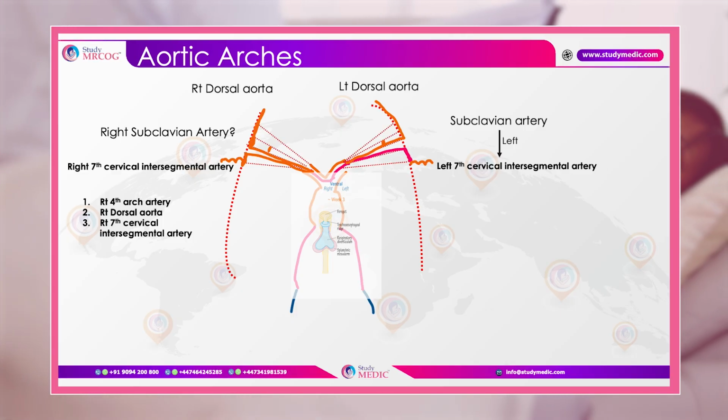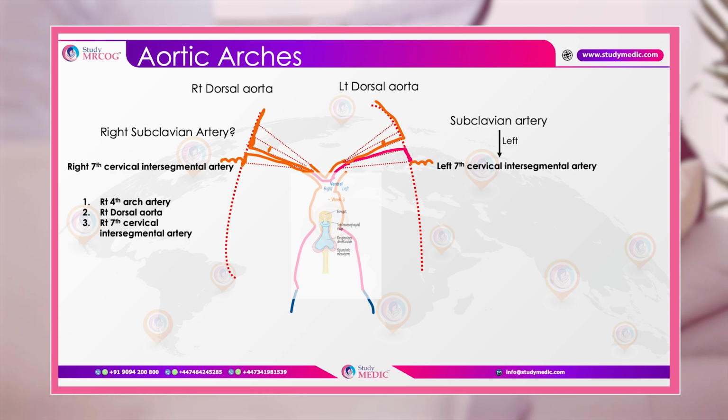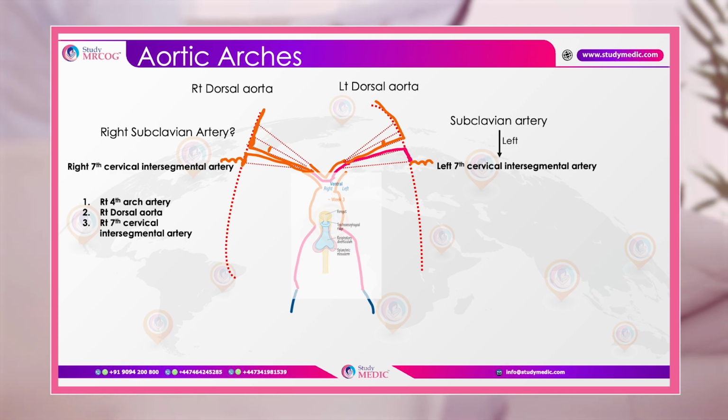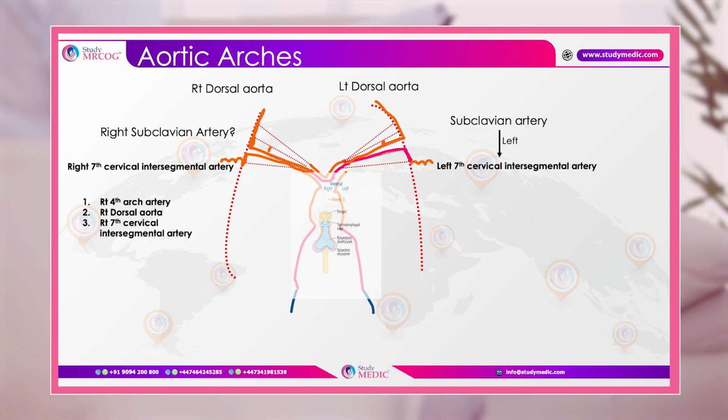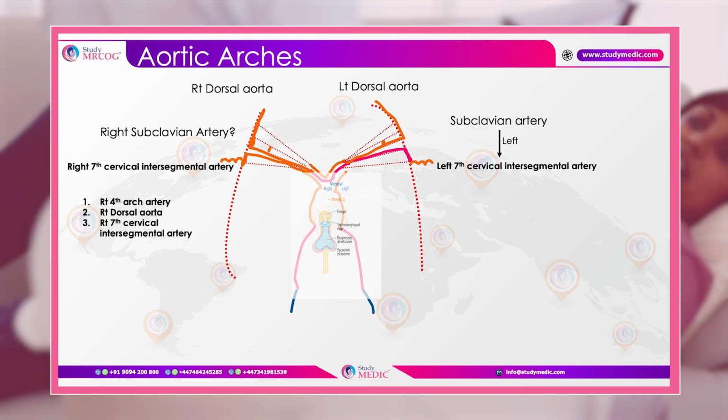Now we are seeing that this is the developing heart, and we saw that the primitive aorta is actually looping around the gut tube, and from the gut tube what comes out?